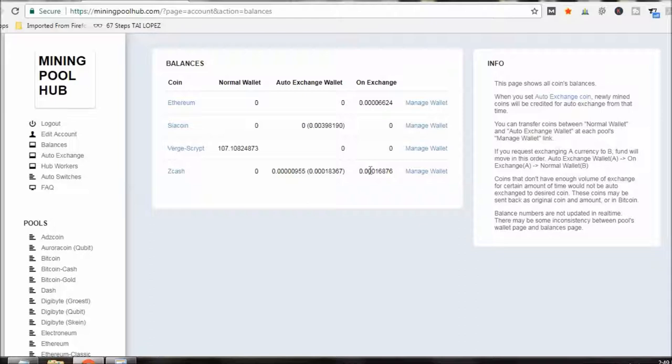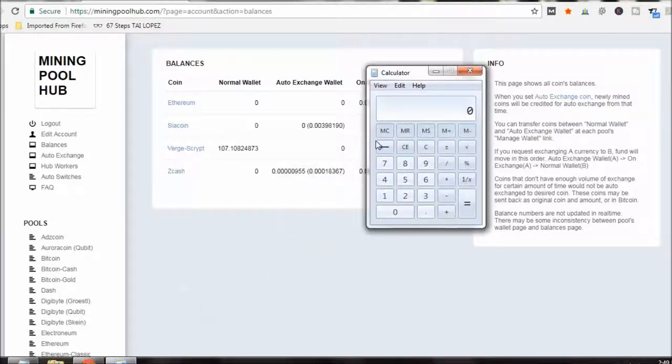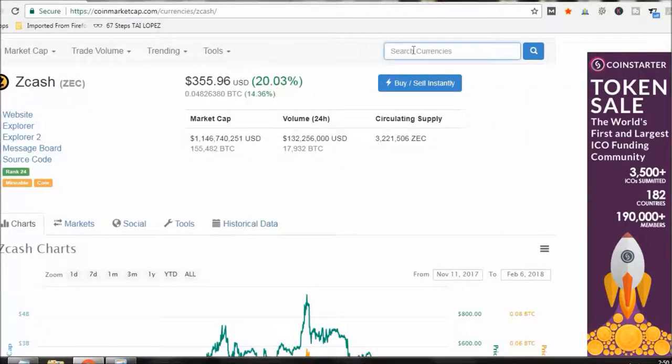So on the exchange, I've got this little bit amount. I figured it out earlier. I will have about 119 Verge coins as of this video in a little bit, once those coins, Zcash, get off the exchange and convert to Verge. So 119 right now. Let's go back over here.